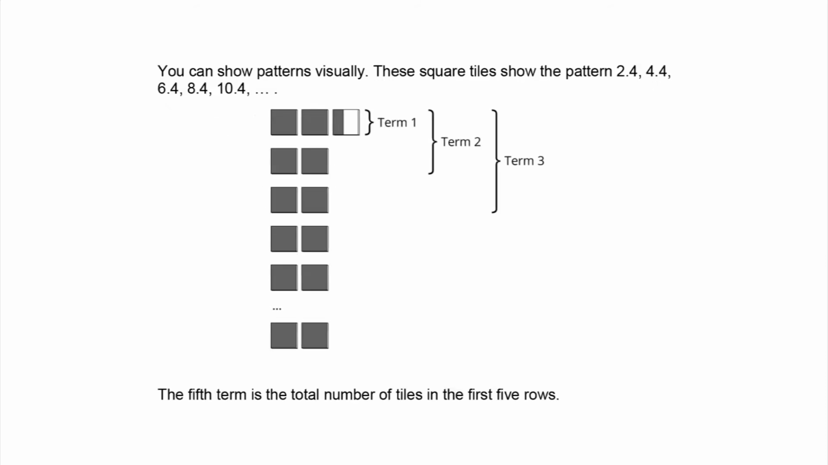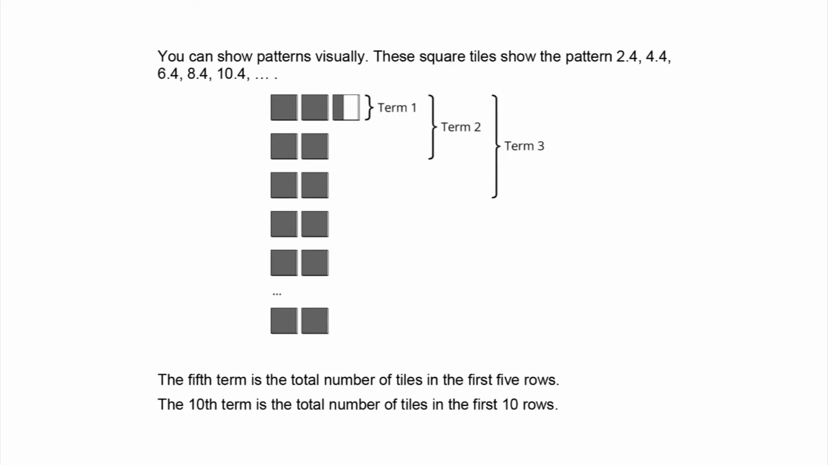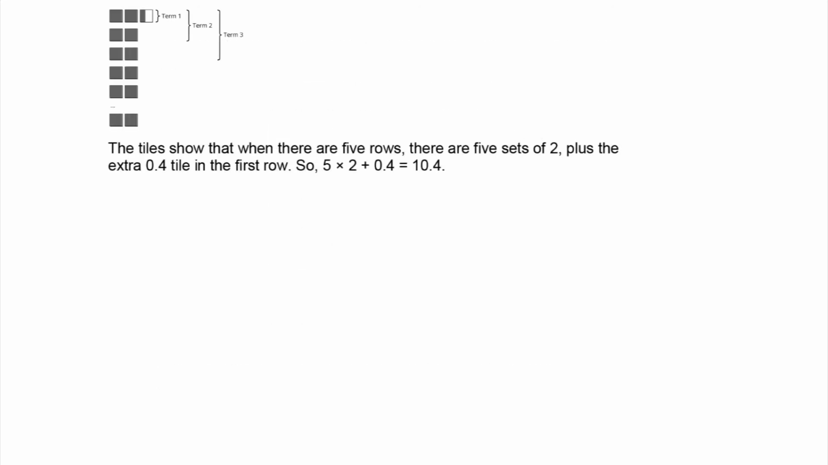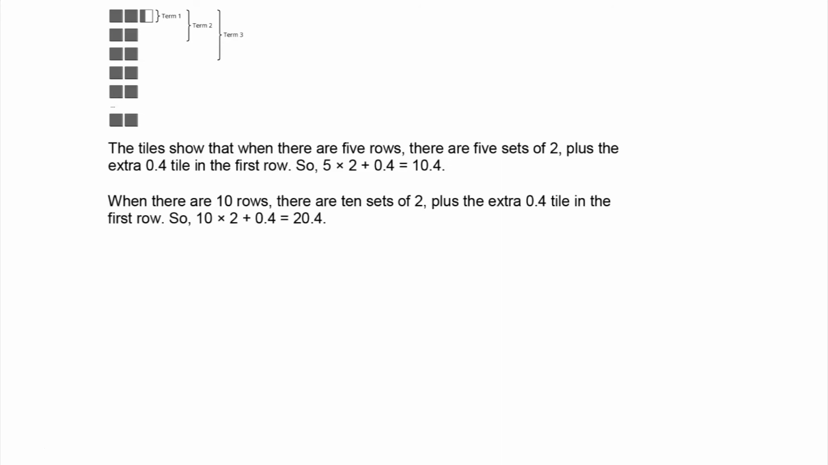The 5th term is the total of tiles in the first 5 rows. The 10th term is the total number of tiles in the first 10 rows. The nth term is the total number of tiles in the first n rows. The tiles show that when there are 5 rows, there are 5 sets of 2, plus the extra 0.4 tile in the first row. So 5 times 2 plus 0.4 is equal to 10.4. When there are 10 rows, there are 10 sets of 2 plus the extra 0.4 tile in the first row. So 10 times 2 plus 0.4 is equal to 20.4.